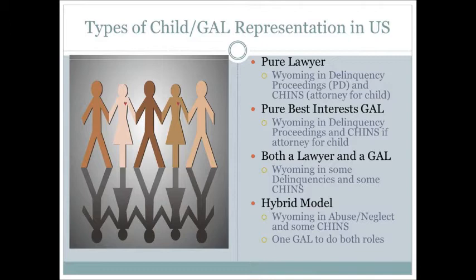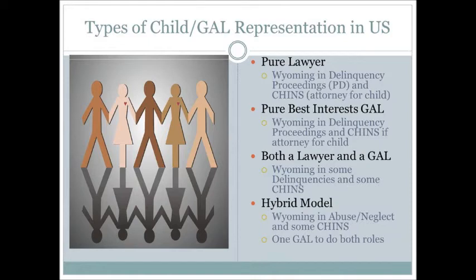You'll have sometimes both a lawyer and a GAL. This is where in some states every child gets 2 attorneys. They get one that's going to represent what they want and one that's going to represent what's in their best interests. In Wyoming, this happens in some delinquency and CHINS cases where there's a peer lawyer and a best interest lawyer.